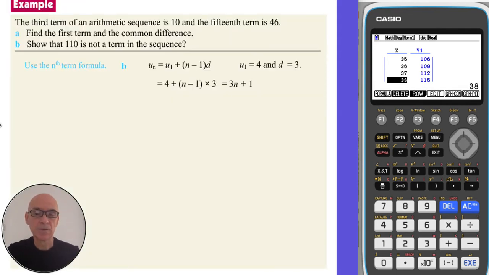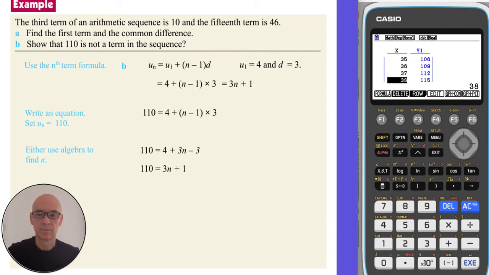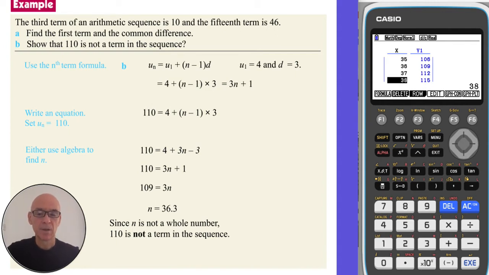So another way of solving this problem is still to find the formula for the nth term, but then to write an equation by setting it equal to 110, as shown. And then to solve the equation, either algebraically, giving n equals 36.3. And since n is not a whole number, 110 is not a term in the sequence.